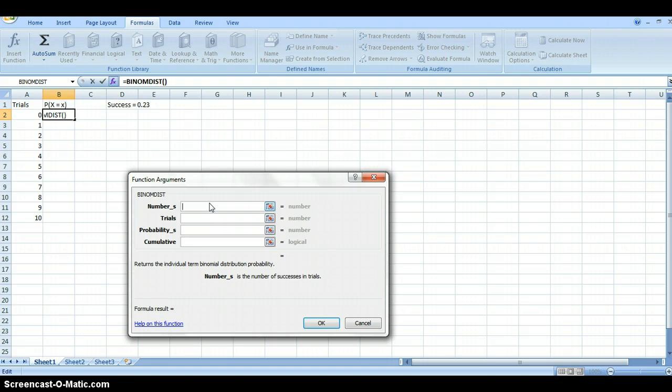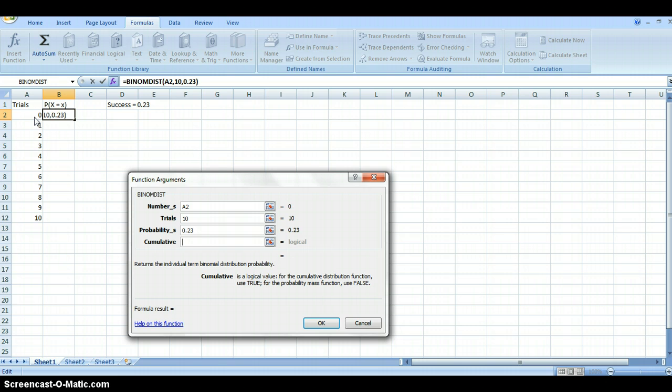So because I need this probability distribution table, and I'm going to start at 0, I'm going to highlight this column where the 0 is at, so that when I copy the formula all the way down, it'll copy A10 or A11. I have 10 trials. We said the probability of success was 0.23 or 23%. And cumulative means, are you adding the probabilities as you go? So if I want the probability of x being less than 4, then I would be adding the probabilities of 0, 1, 2, and 3.